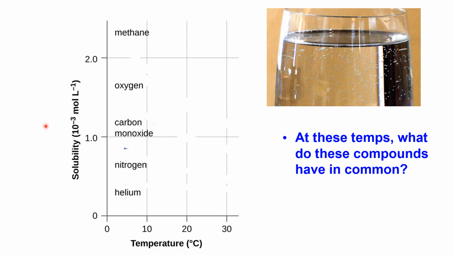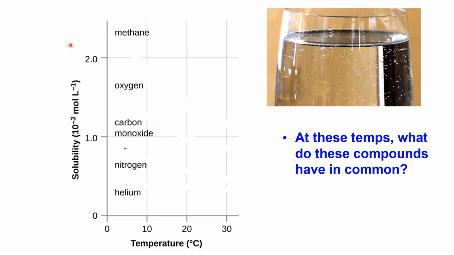All right, so let's look at some new things. So these things that I have listed here: methane, oxygen, carbon monoxide, nitrogen, helium. At the temperatures on this scale here, and these are degrees C, what do all these compounds have in common? Well, oxygen is a gas, right? Carbon monoxide, nitrogen, helium, methane, these are all gases in this temperature range, right? So what we're going to do is look at a water system, an H2O solvent, and talk about the solubilities of these.